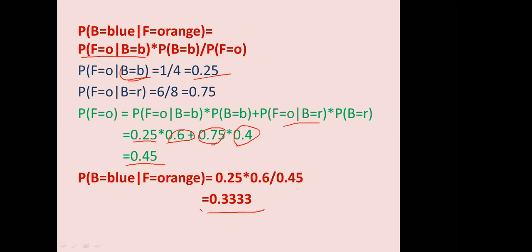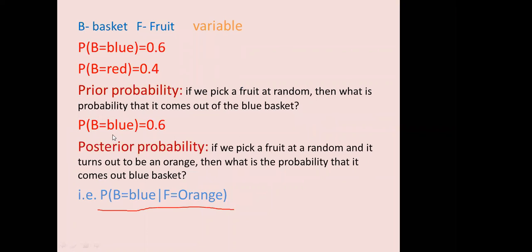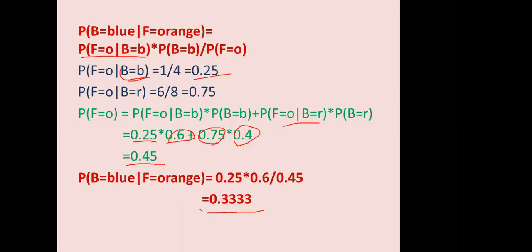Now we know the identity of the fruit: it is orange. Then the probability that it comes out of the blue basket gets reduced to 0.33. Without knowing the identity of the fruit, the probability that the fruit comes out of the blue basket is 0.6. But here we know the identity of the fruit, that it is orange, so the probability reduces to 0.33. That is, this gives a more accurate probability of the fruit coming out of the blue basket.